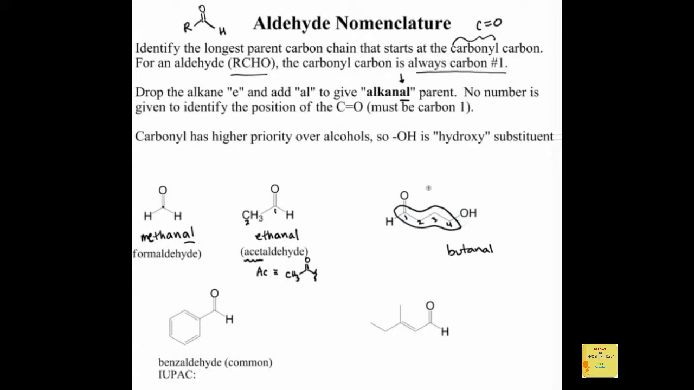So we're no longer going to name this molecule as an alcohol. We're going to name this as an aldehyde. So now we have to deal with this OH group simply as a substituent. What are we going to call it? We're going to call it a hydroxy group. So at carbon 4, we have a hydroxy. So this is called 4-hydroxybutanal. Notice it's not hydroxyl. There's no L there. It's just hydroxy.